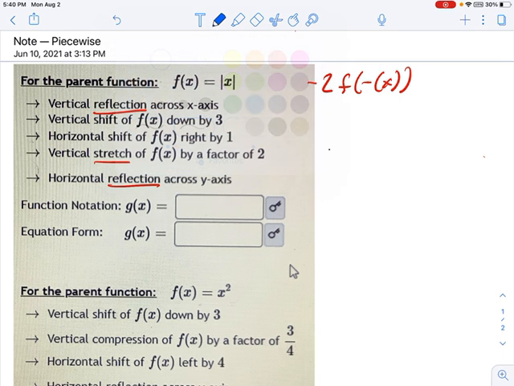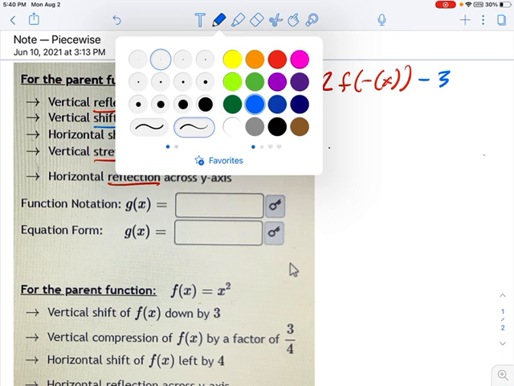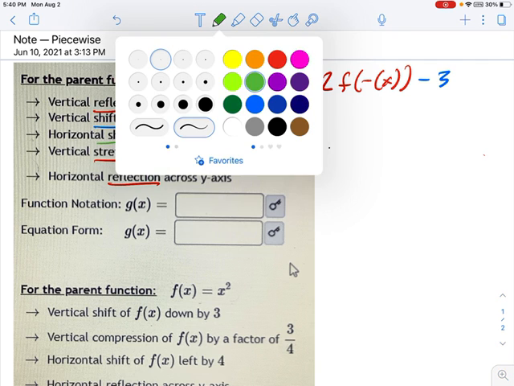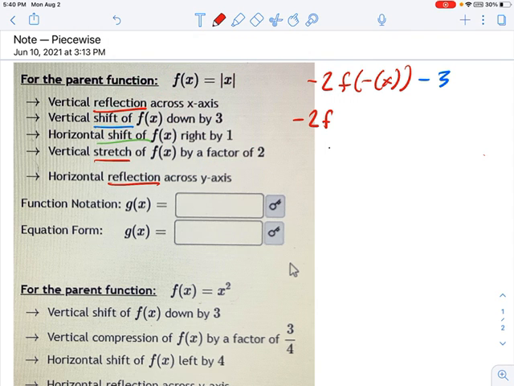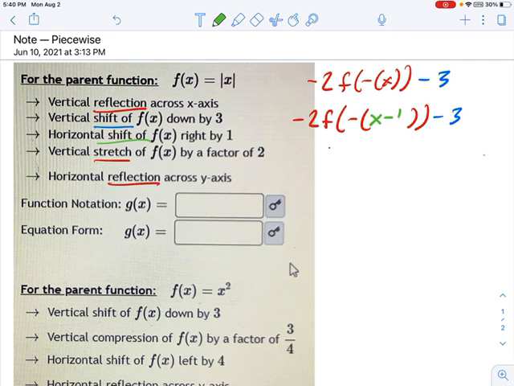Now, let's just change colors. Shifts. We'll do the vertical by 3. That's an easy one. So that's just going to be a minus 3, right? But when we get to the horizontal shift, right by 1, here's what we have to do. We have to put that horizontal shift inside this parentheses, inside that innermost parentheses. And a shift right by 1 means x minus 1. So here's my equation. Kind of messy, but there it is. Negative 2 times f of negative x minus 1, minus 3.